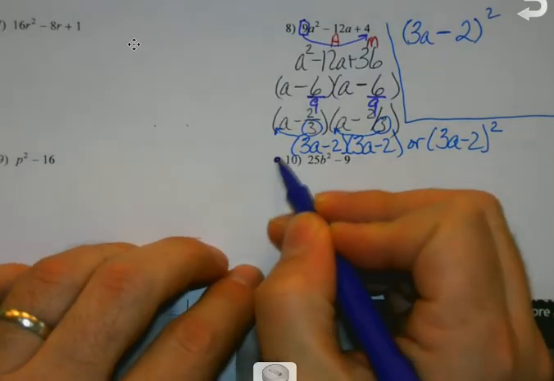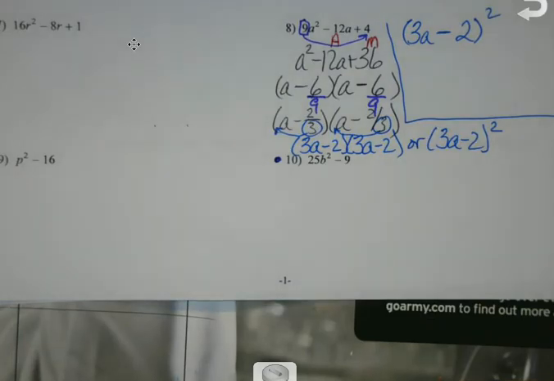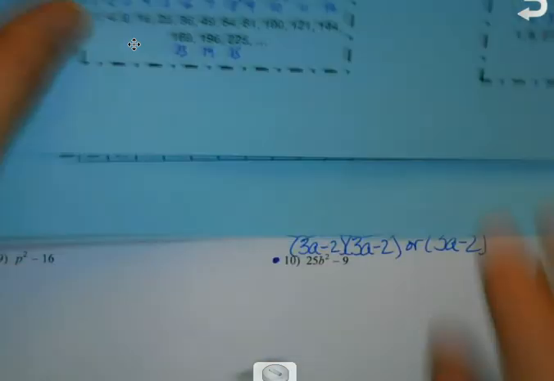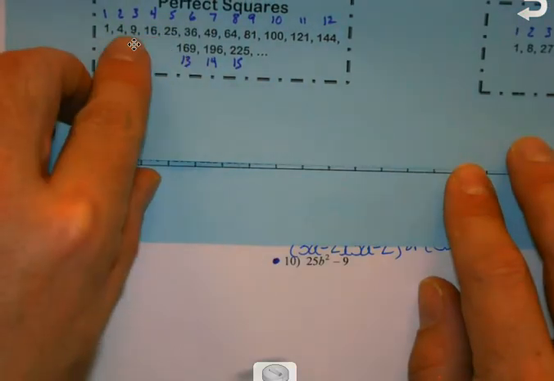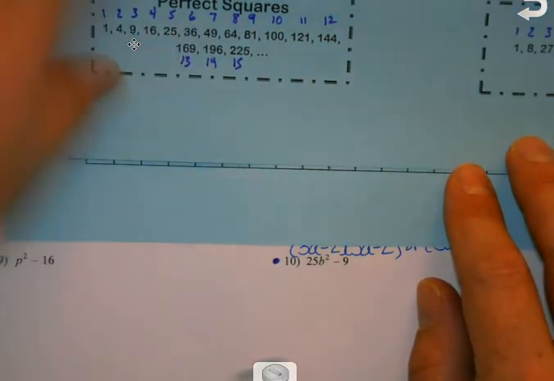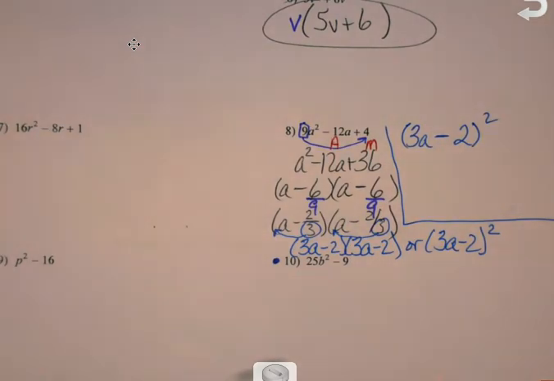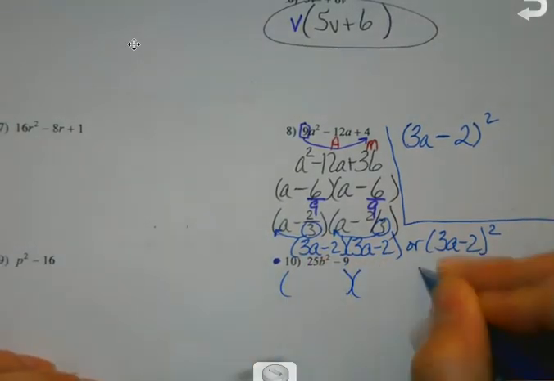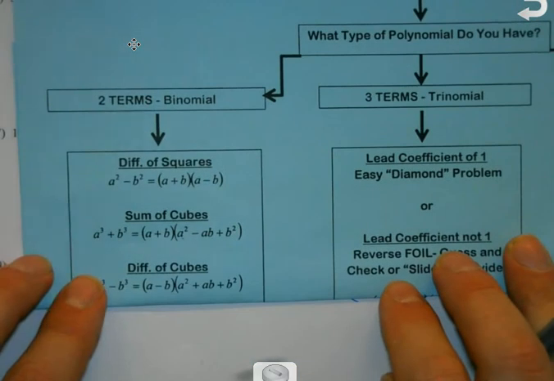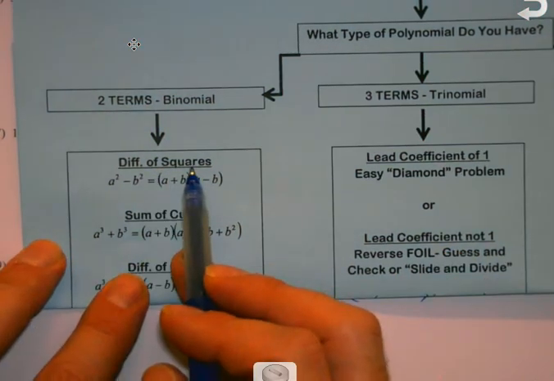10, did those 2 terms have anything in common? That I could divide out, 25 and 9? No. But they do have something special that they have in common. They're both perfect squares. So, I'm like, okay, so what? Well, if I don't remember the pattern for perfect squares, how I can factor these, I go back to my sheet. Okay, difference of squares.